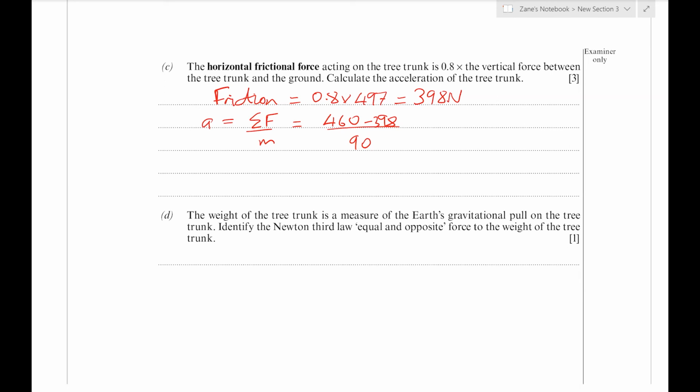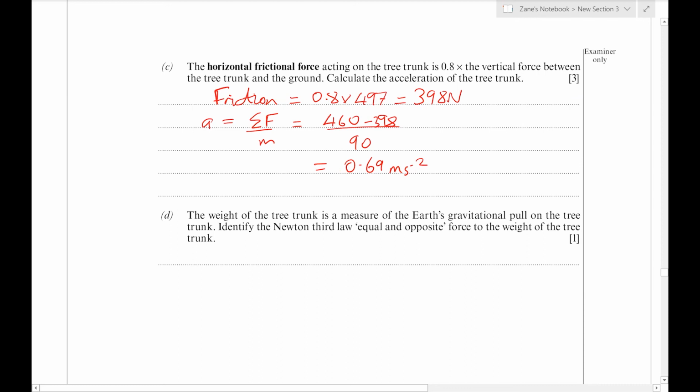Remember that 460 was stored in memory A with the Casio calculators. If we plug that in, we end up with 0.687, so let's call that 0.69 meters per second squared.